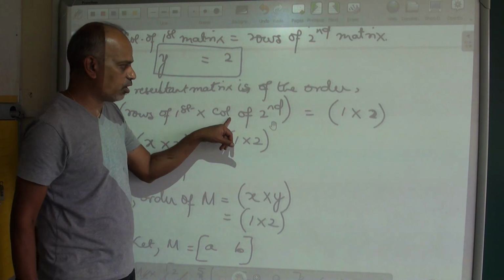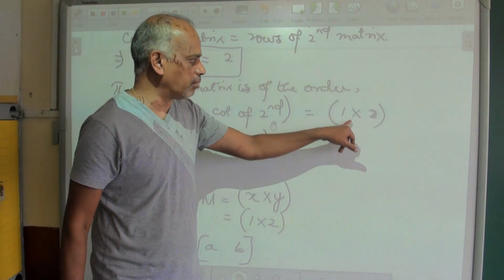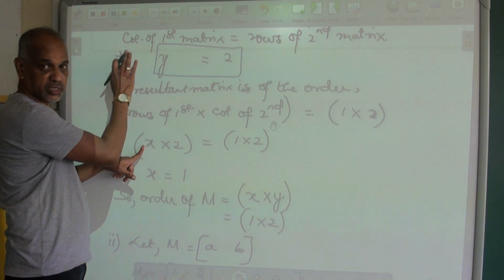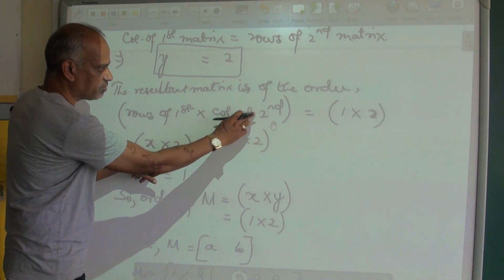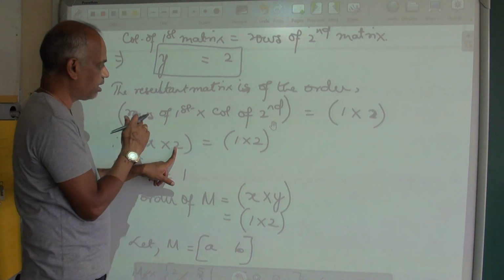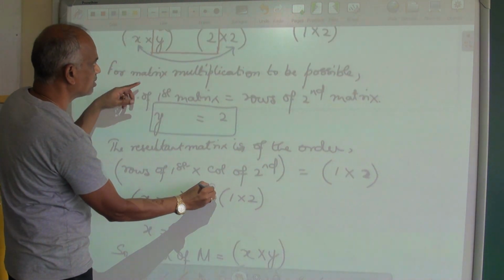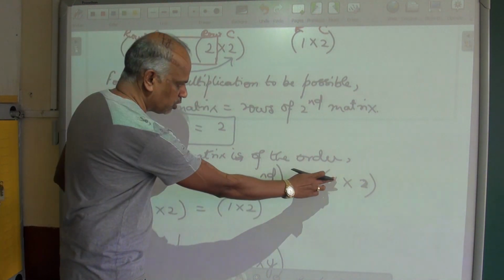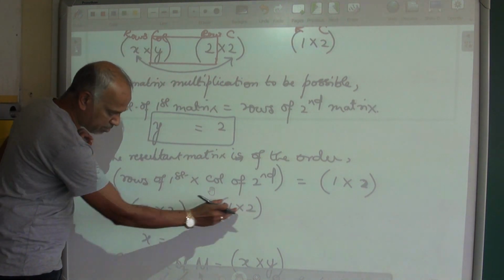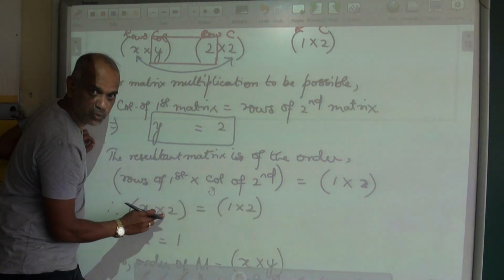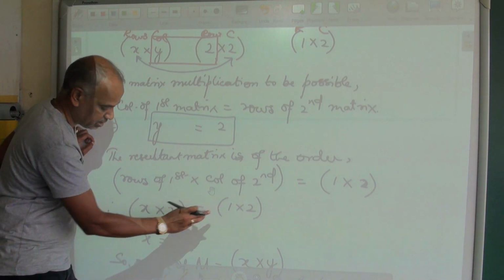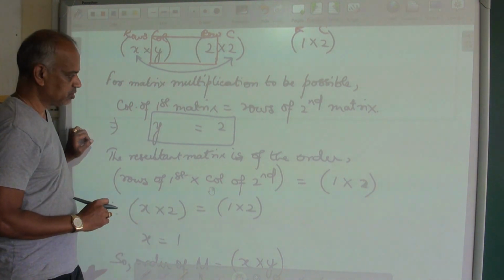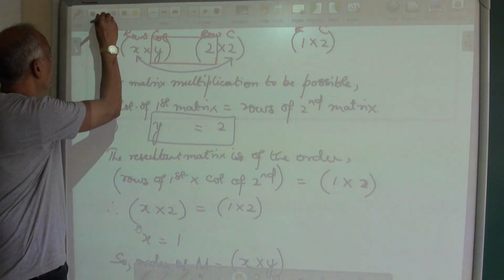Okay. So, rows of the first matrix by columns of the second matrix must be equal to 1 by 2. Rows of the first matrix is x according to this, okay, by columns of the second matrix is 2. According to the first part, that is this one, x by 2, that's what I have written here. This must be equal to 1 by 2. So you can see both of them are equal. The second part is same, 2, 2, which means the first part also must be same. That means x must be equal to 1. So you get x is equal to 1. So you got x value and also you got y value.